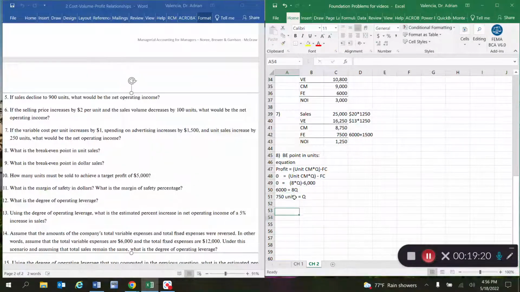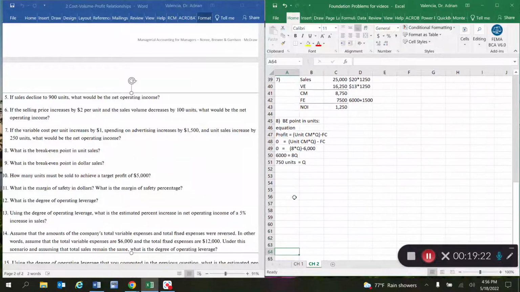So that's one way of doing it. An easier way is to use that information as such. So the break-even point can be viewed as total fixed cost divided by the contribution margin per unit.